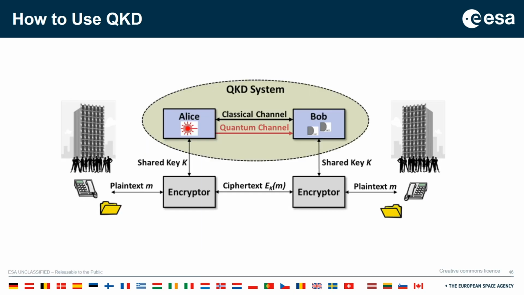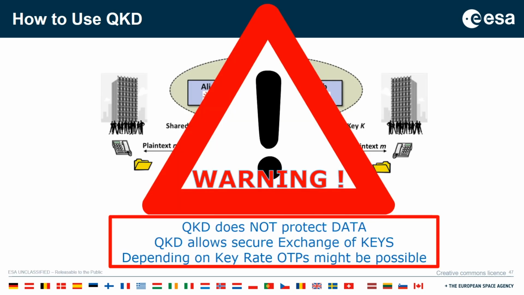So, how would we use QKD? Well, in the QKD system we're sharing some keys, but we're just sharing keys. So Alice would then use the common key with Bob and place it in another encrypting system to be able to exchange the real ciphertext that they need to exchange. Warning. Remember, QKD does not protect data. It's only about the secure exchange of keys. And depending on the key rates, one-time pads might be possible. But like I said, depending on the key rate, that's a critical value you need to ask about any QKD system. What is the key rate?